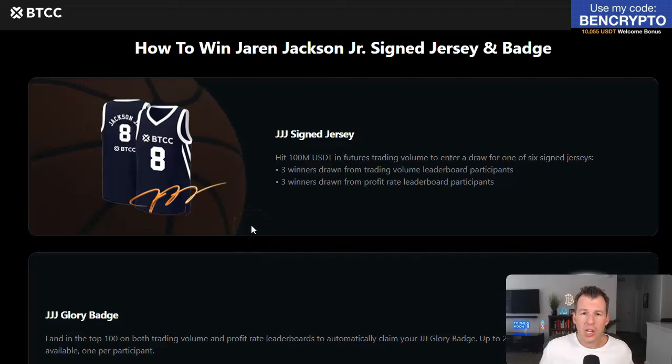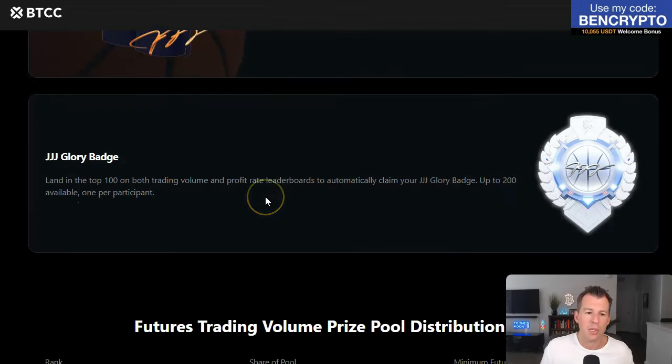And additionally, as mentioned at the start of the video, 6 signed Jaren Jackson Jr. jerseys will definitely be given out as part of this event. They'll be given out partially according to people's individual trading volume and partially at random. The way it works is you have to hit $100 million USDT in total futures trading volume. Once you hit that, you are entered into a raffle. Then 3 winners will be drawn at random from the trading volume leaderboard participants, and 3 winners will be drawn at random from the profit rate leaderboard participants.